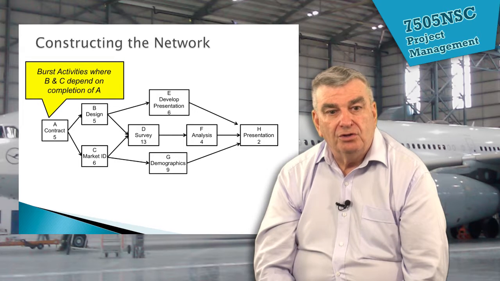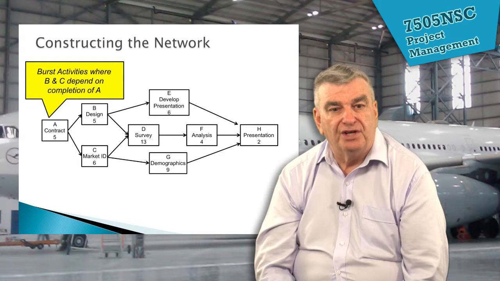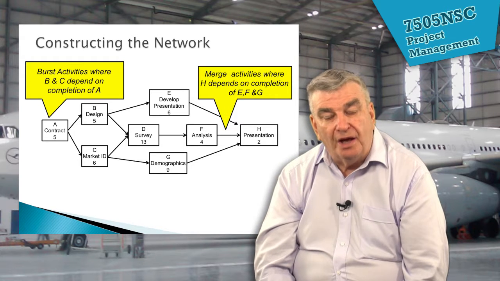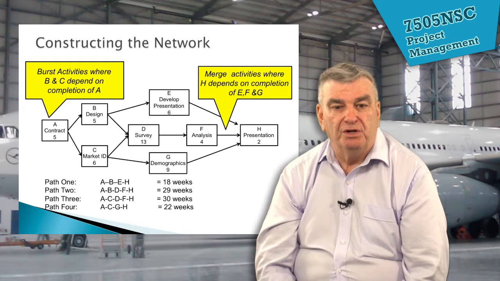And so the one thing that we can see is from A going to B and C, we call it a burst activity. That is, we're going to parallel activities and we call that a burst. Whereas when activities come back in together, we call that a merge activity. This is part of the definitions we learn.